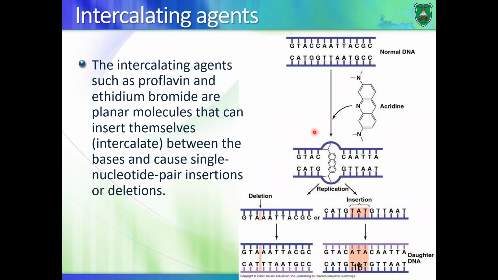Okay. Finally, we'll talk about intercalating agents. Intercalating agents are agents that are flat. They are composed of ring structures, and they are flat. An example is ethidium bromide. Remember, we talked about ethidium bromide before when we said that it is used to color DNA so that we can stain DNA and we can look at DNA under the UV light. Okay. Now, this ethidium bromide is carcinogenic, by the way.